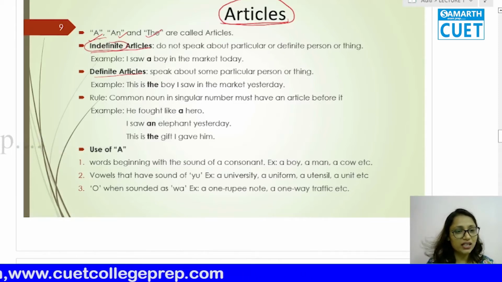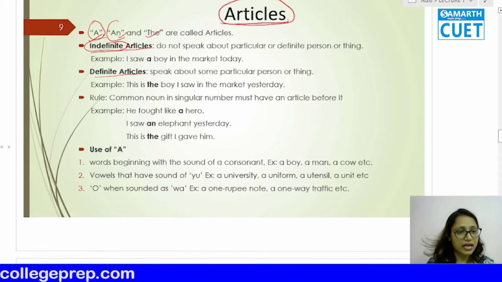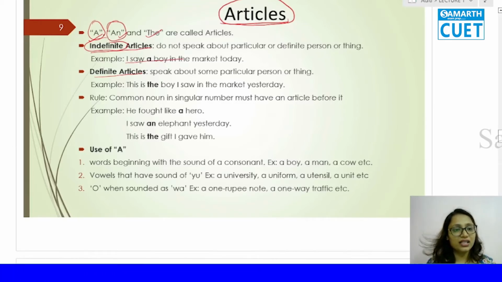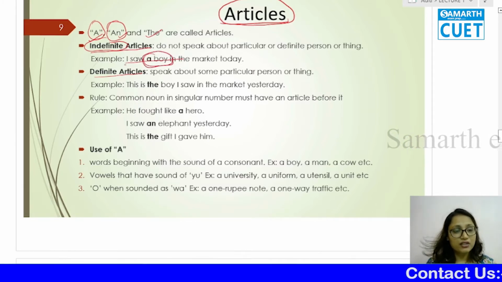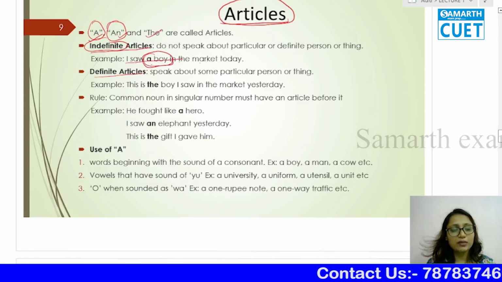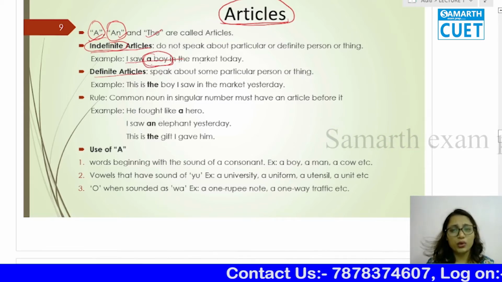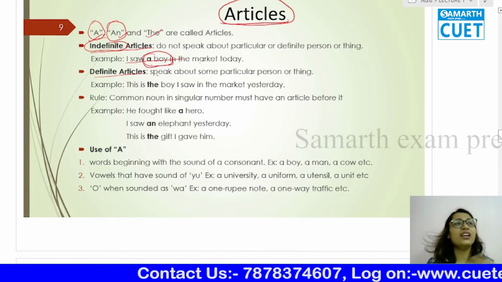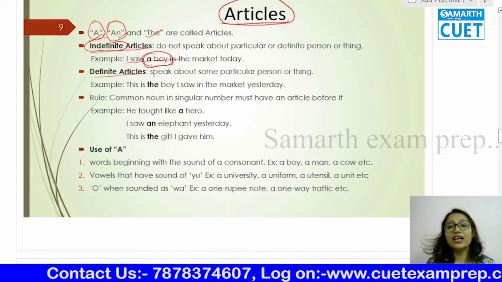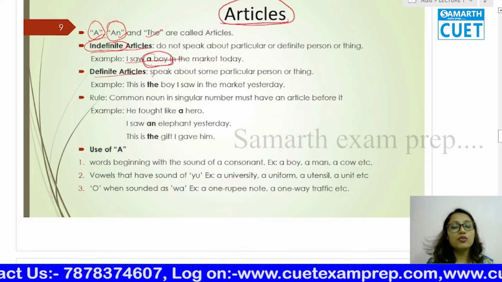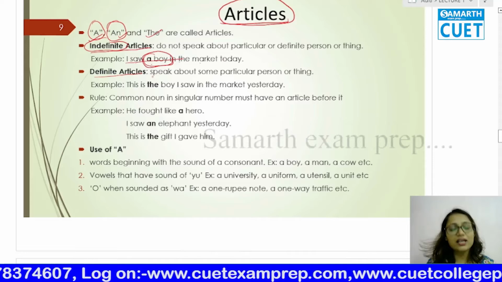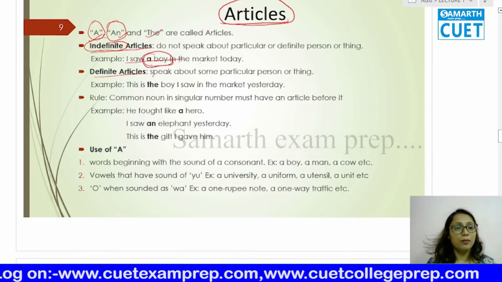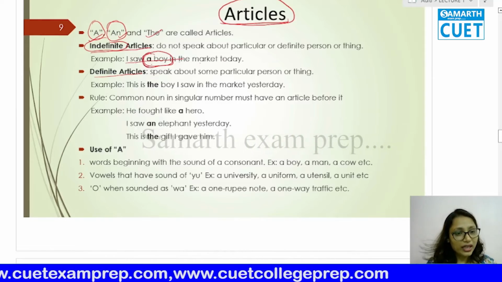So which ones are the indefinite? A and an are the indefinite ones. So, I saw a boy in the market. Now see the example and try to understand. I saw a boy in the market today. That means I saw any random boy, not any particular boy. मैंने एक लड़के को देखा. That ladka can be any ladka. I do not recognize that ladka. I don't know who he is. So I am putting a here.